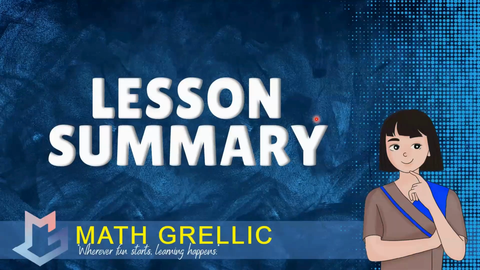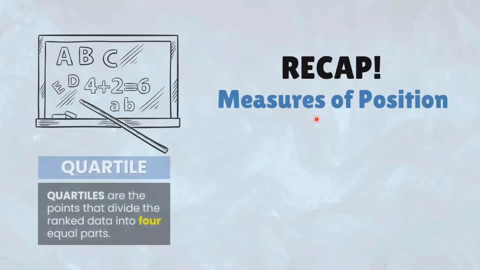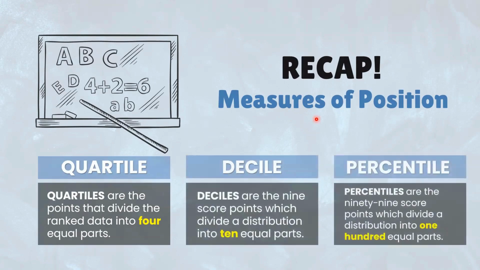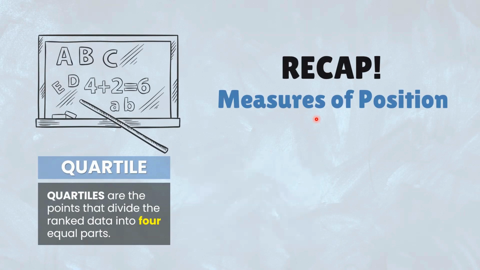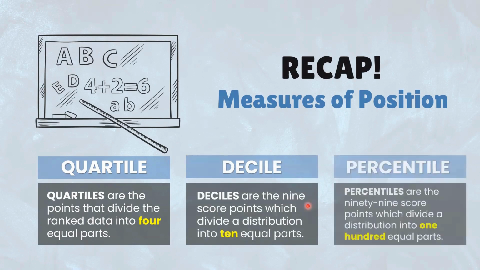Okay, class, it's a wrap. Let's now recap our lessons for today. So we recall again the 3 measures of position, starting with quartiles, deciles, and percentiles. So quartiles are the points that divide the rank data into 4 equal parts. Deciles, on the other hand, are the 9 score points which divide a distribution into 10 equal parts. And lastly, percentiles are the 99 score points which divide a distribution into 100 equal parts.